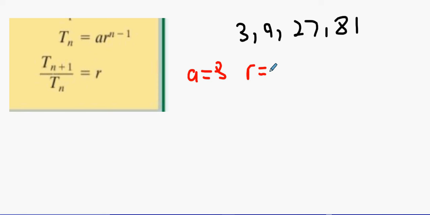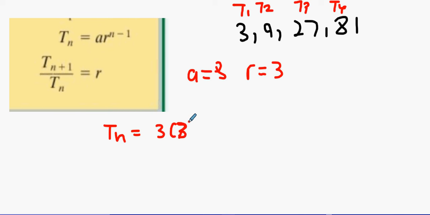Your R value is the number you multiply each term by to get the next term. So anybody know what the R value is? 3 as well. Then if you're looking for the general term formula, it'd be something like this: Tn equals 3 times 3 to the power n minus 1. You all okay with that?